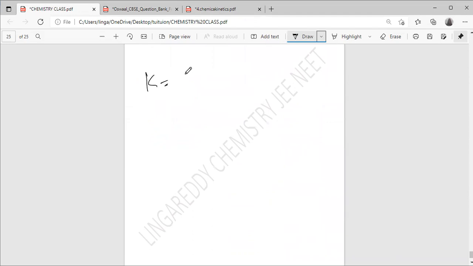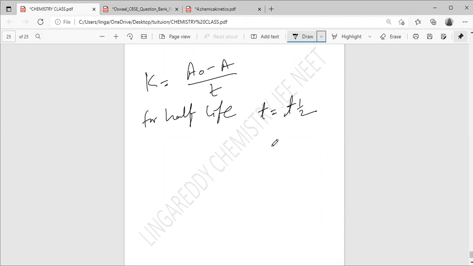Now, what is the formula? K equal to A0 minus A by t. For half-life, what is the half-life? t equal to t of. The half-life symbol is t of.